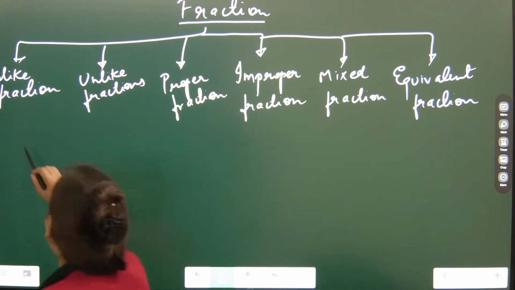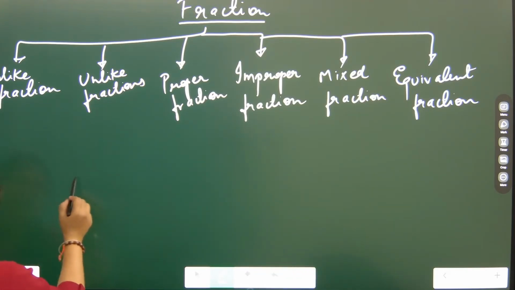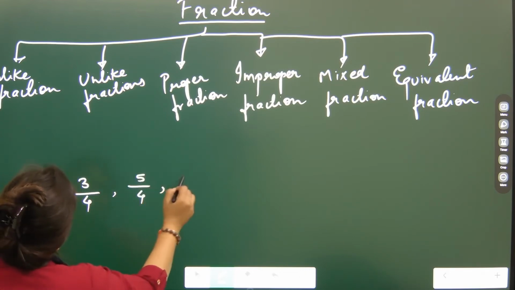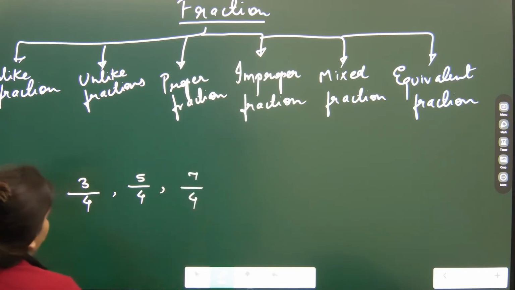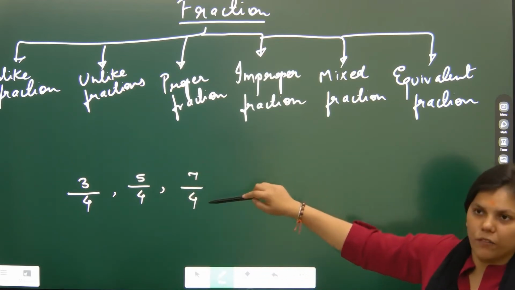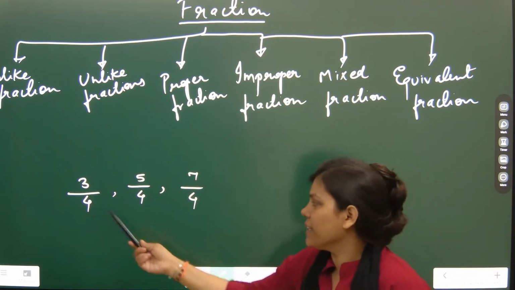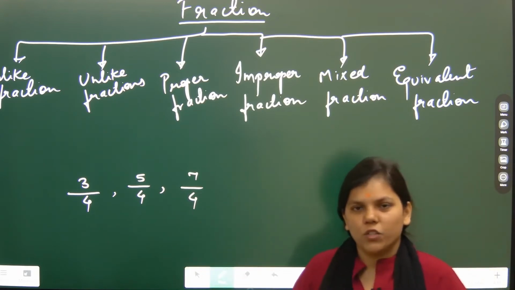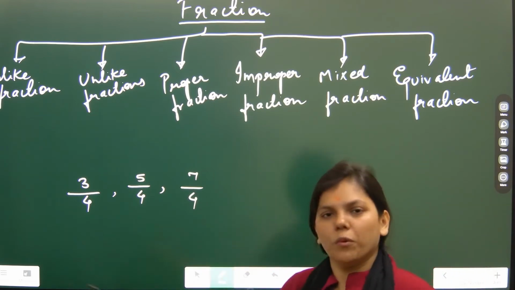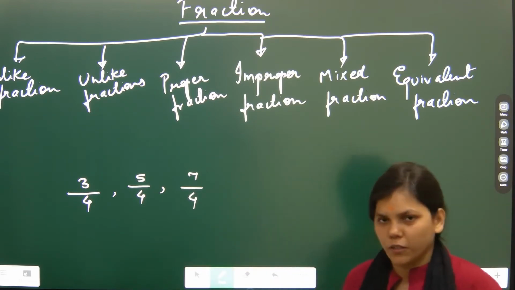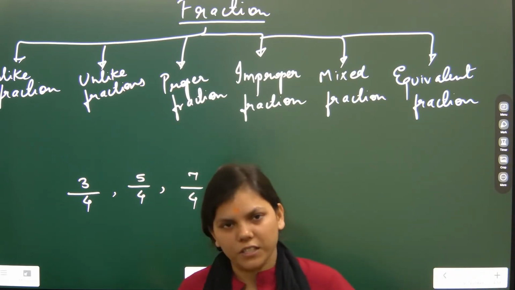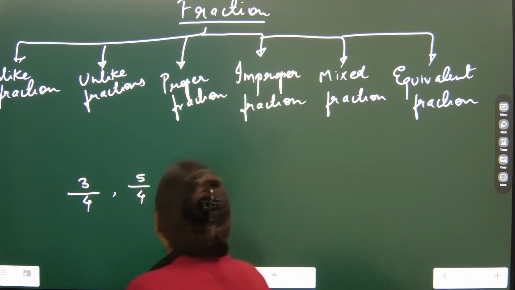So, if I say that 3 by 4, 5 by 4, let us say 7 by 4. So this is the fraction, okay, where there is one numerator and one denominator, and the denominator is same in all the cases. So when the denominator is same in two or more fractions, the fractions are called like fractions. Okay, when the denominators are same, it is like fraction, and when the denominator is different, it is unlike fraction.